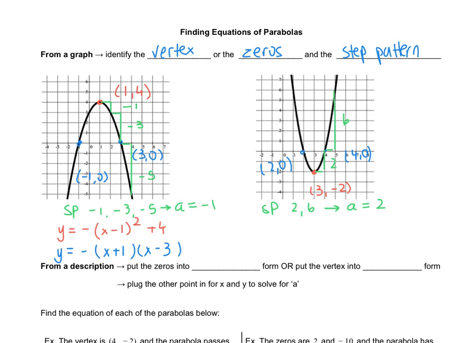You can also find your a value just by looking at that initial step, because the original step pattern starts with 1. So whatever a is, when you multiply it by 1, it will give you the a value. So a in this case is 2. So for your two equations, hopefully you had y equals 2(x minus 3) squared minus 2 for your vertex form. And for your factored form, y equals 2(x minus 2)(x minus 4). And again, we can expand and simplify this to get our standard form if we wanted to.